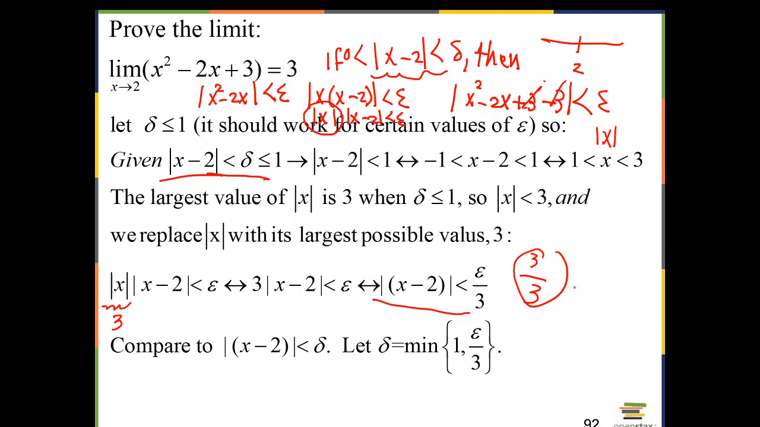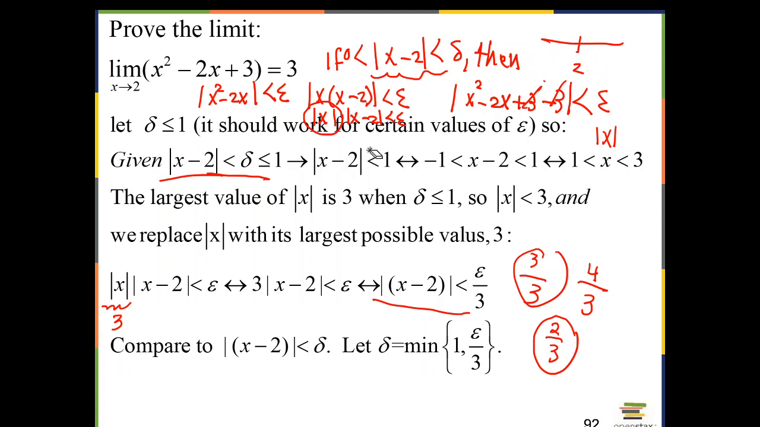If epsilon is 4, then 4 over 3 is 1 and 1/3. So we're going to pick 1 because 1 already works, right? 1 is smaller than what? 1 and 1/3. So 1 works. Now, the problem is that when somebody, let's say, I want to prove it to you, and you pick epsilon to be 2, then 2/3 is smaller than 1 that I started with.